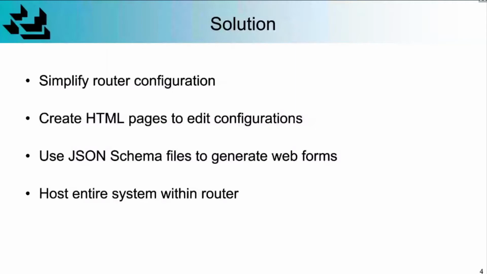The solution is to simplify the router configuration by creating HTML pages to have a GUI so we can edit the configurations. We use JSON schema files to generate web forms dynamically so that the user can edit them, and host the entire system within the router itself. I'm now going to pass it on to Michael.